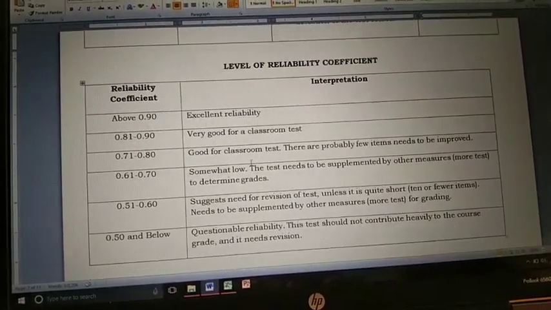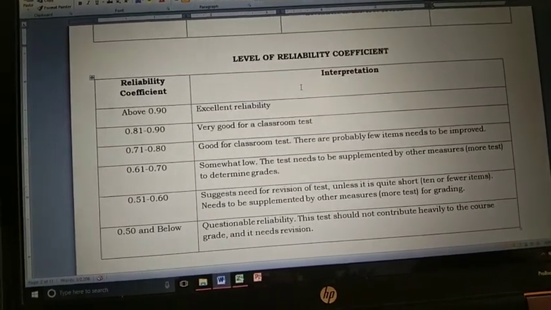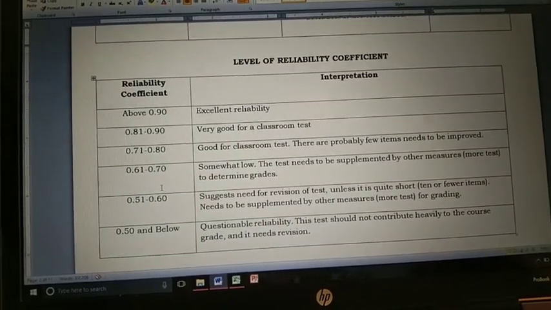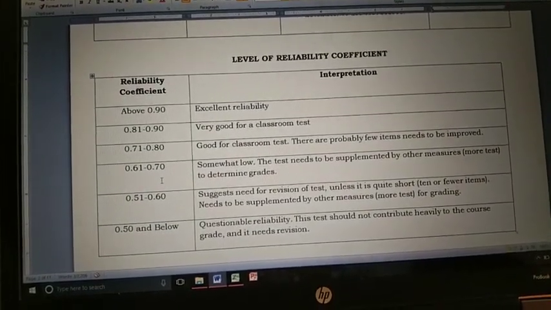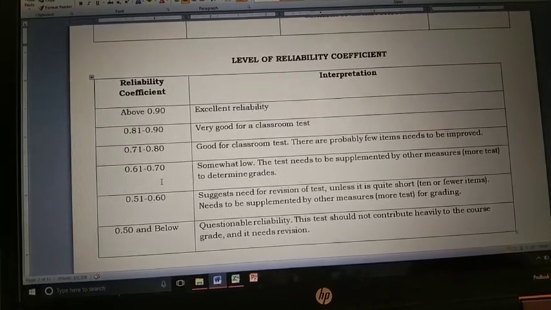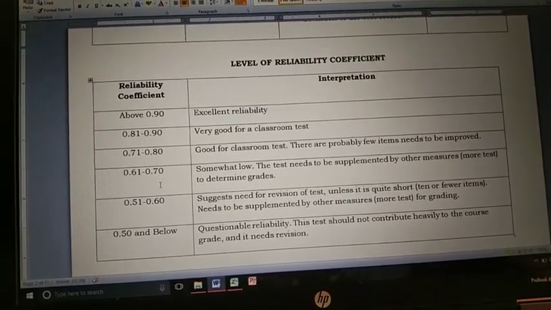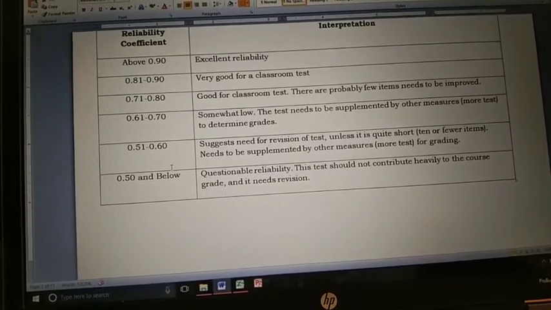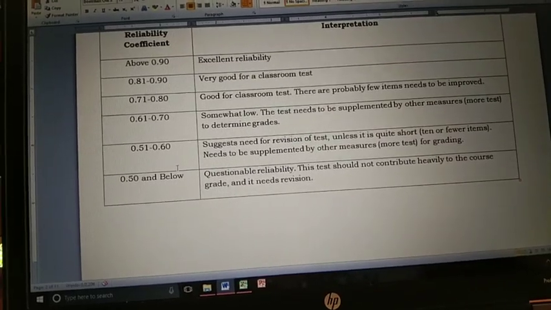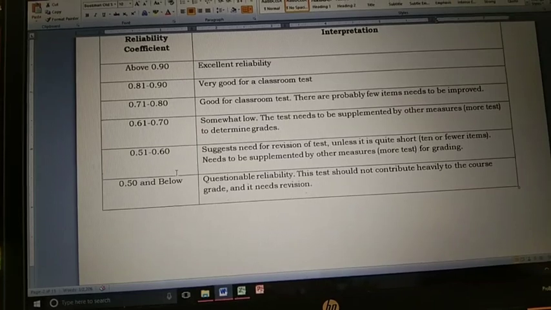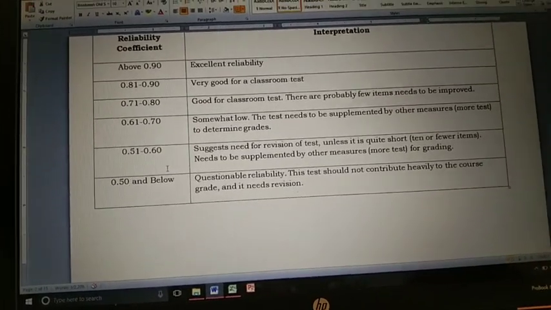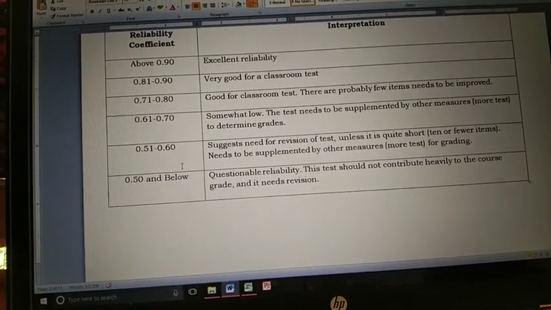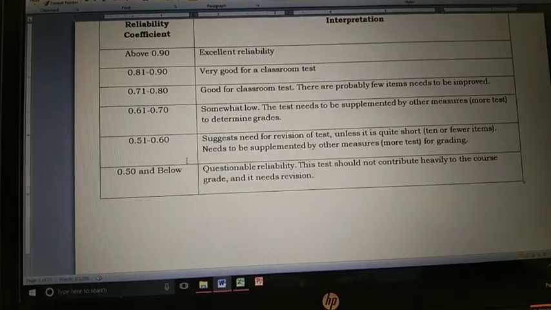So move on. We have here the level of reliability coefficient with interpretation. Above 0.9, we have the excellent reliability. 0.81 to 0.90, we have the very good for a classroom test. Followed by 0.71 to 0.8, we have the good for classroom test. There are probably few items that need to be improved. 0.61 to 0.7, somewhat low. The test needs to be supplemented by other measures, more tests to determine grades.